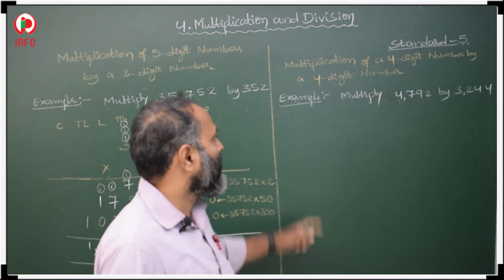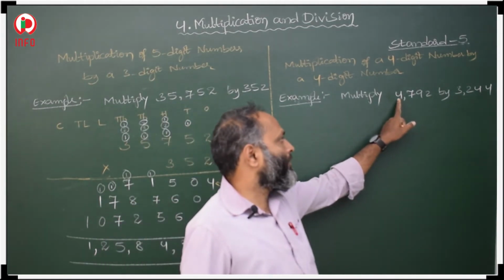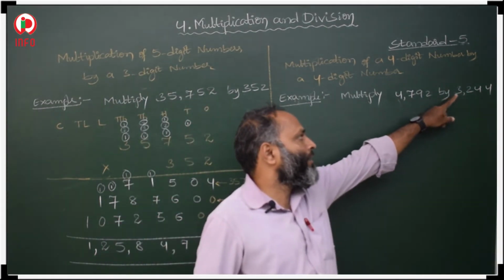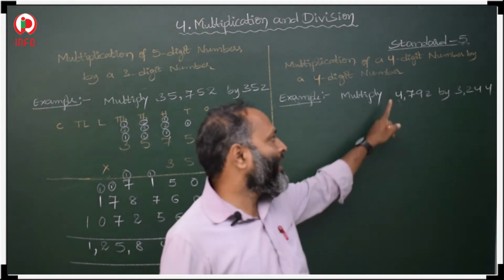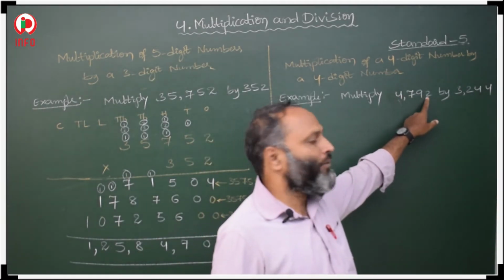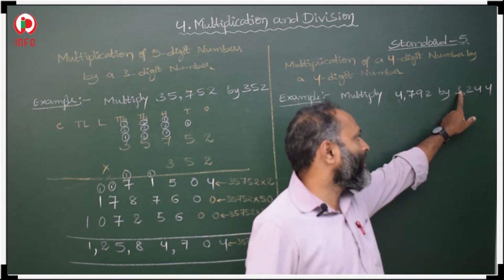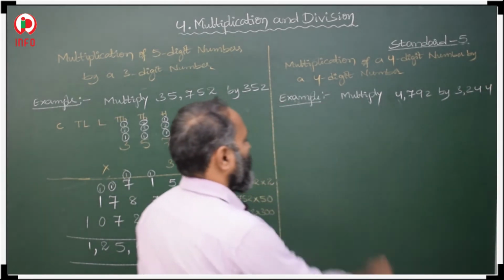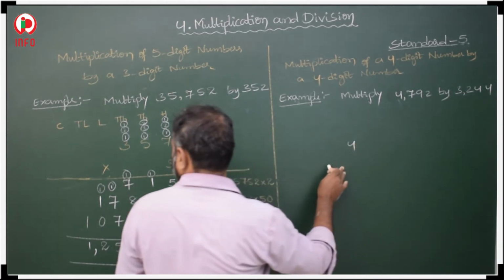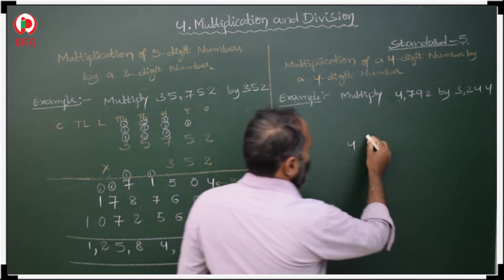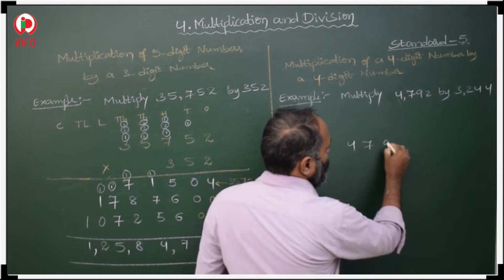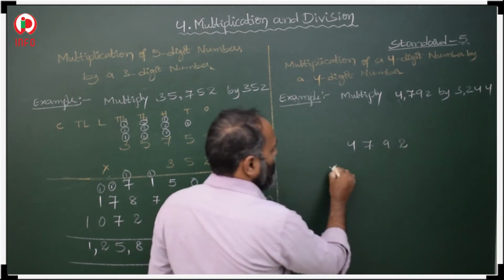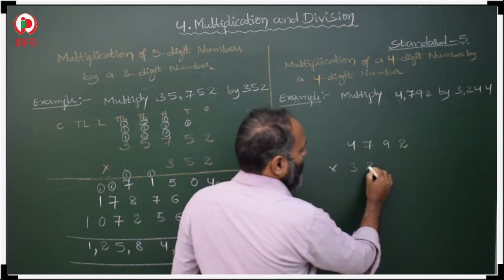Now see here, multiply 4792 by 3244. Here, how many digits do we have? 1, 2, 3, 4. A 4 digit number multiplied by a 4 digit number. 1, 2, 3, 4. Then first you have to take 4792 by 3244.